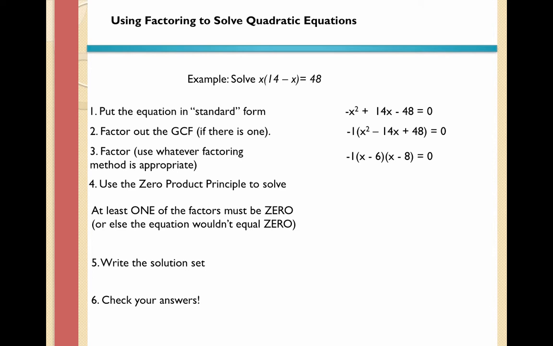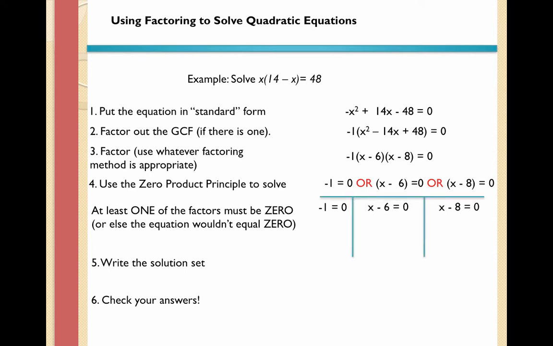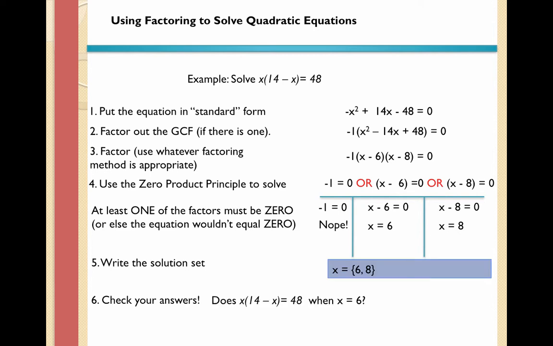So here's the factoring, and now we put our zero product principle into play. Now we know one of the factors is -1, and that obviously is not going to equal 0, so that one's a little bit silly. The other one, x minus 6, could equal 0, or x minus 8 could equal 0. So that leaves us with two solutions, 6 and 8, and I'm hoping that you're going to go back and check those answers just to verify.